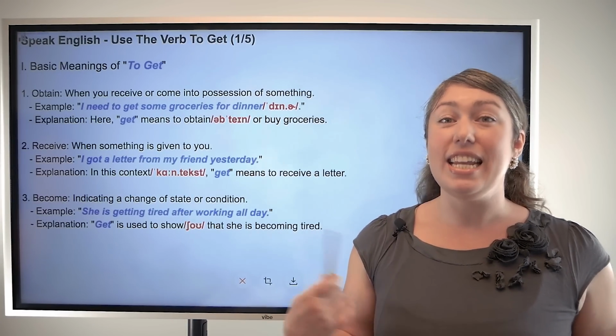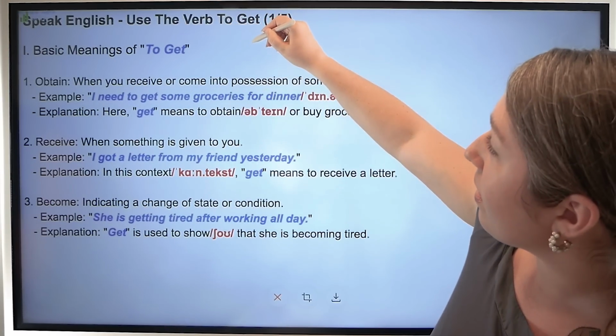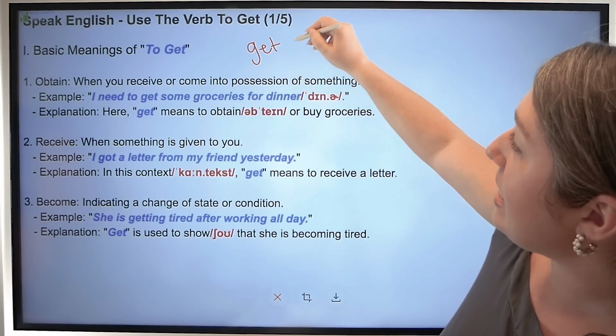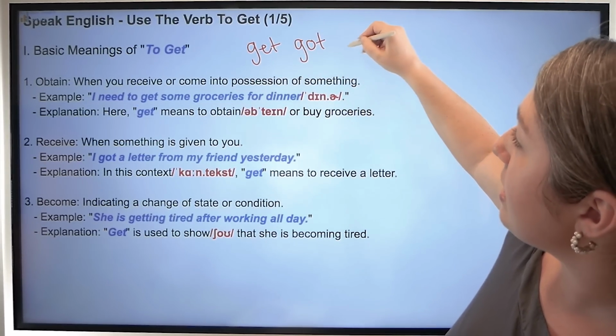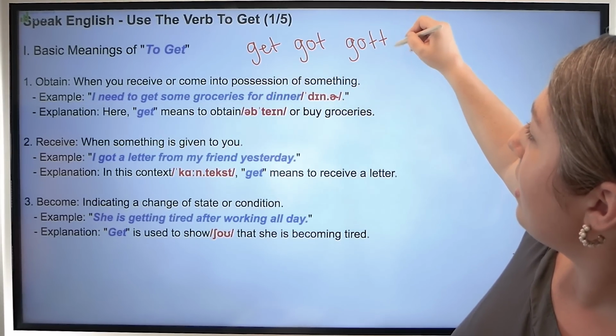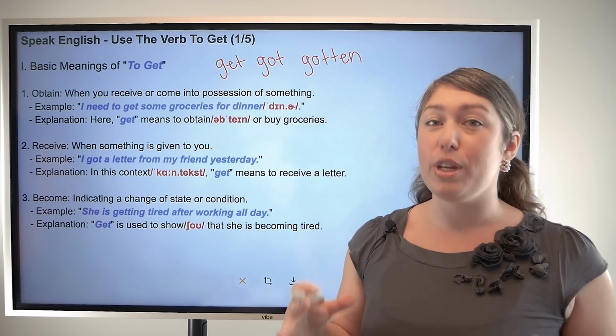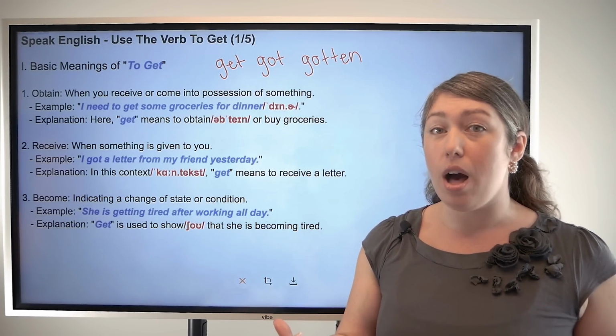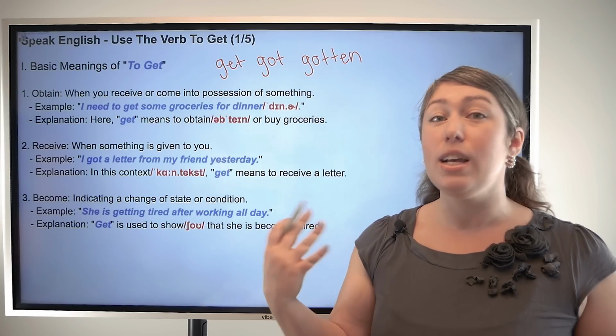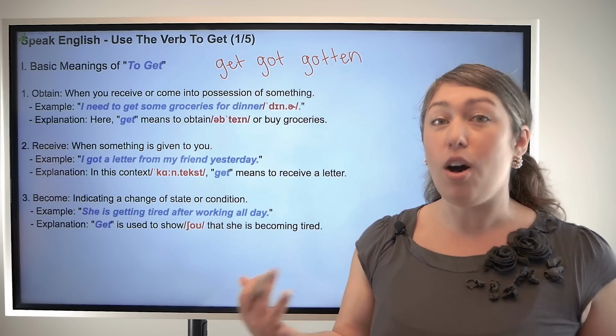To get is an irregular verb. So we have get, got, gotten. And this is a really important verb for you to learn because it's so common. You're going to hear this, read this, and say this all the time.